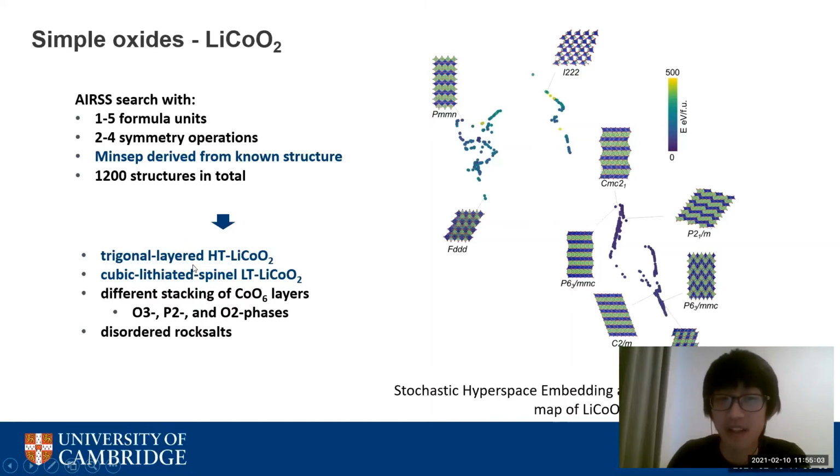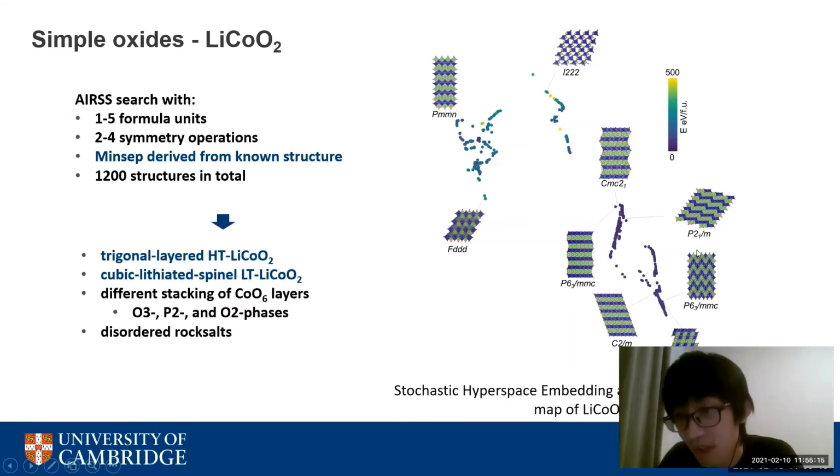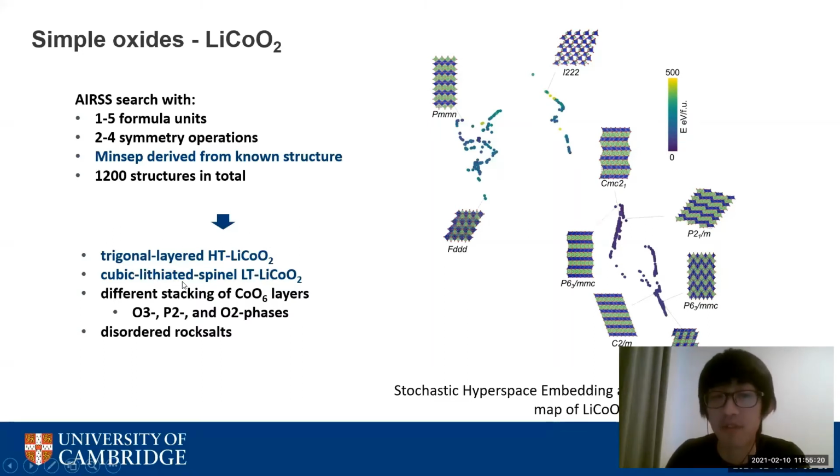For example, this trigonal layered high temperature lithium cobalt oxide phase, this is the one we use in our cell phones. And also the cubic lithiated spinel phase, the low temperature phase, which is this one. So both of these two have been experimentally confirmed.